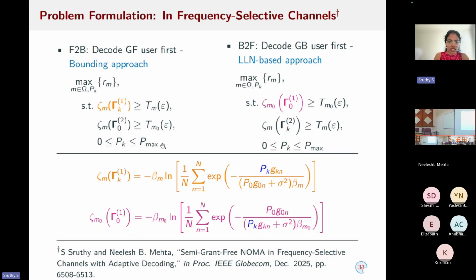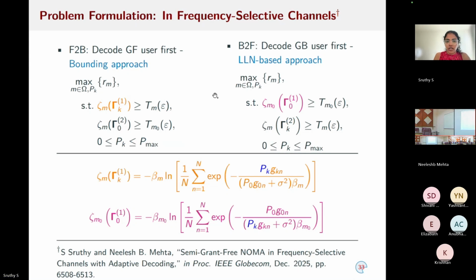Here we can see that the effective SINR expression for the grant-free user is as follows. Here again, it's nonlinear in power p k, and we use an approach called the bounding approach. For more detail, you can have a look at our ICC Globecom paper.